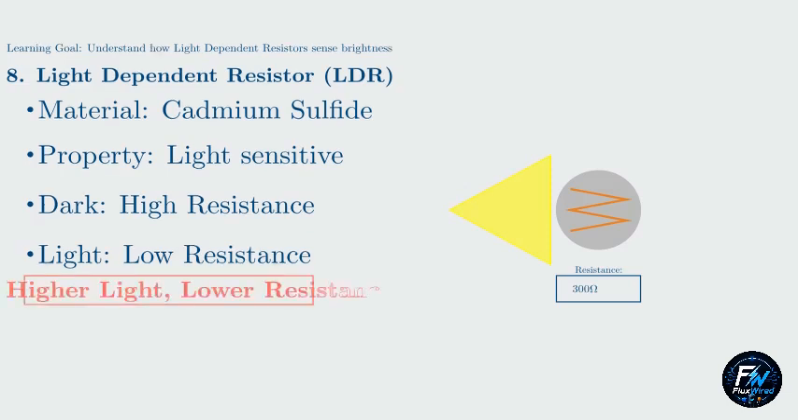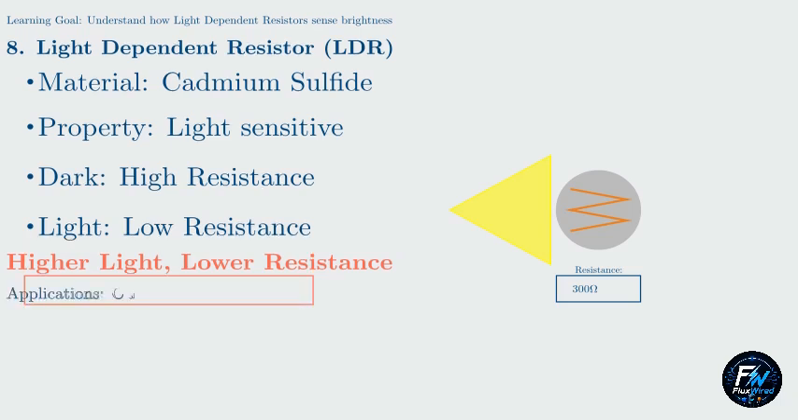Specifically, remember this rule. Higher light intensity leads to lower resistance. This simple but effective property makes them ideal for light meters in cameras, night lights, and solar tracking systems. They allow a circuit to see the world around it by translating brightness into a measurable electrical signal.